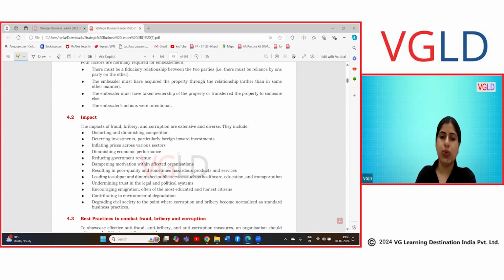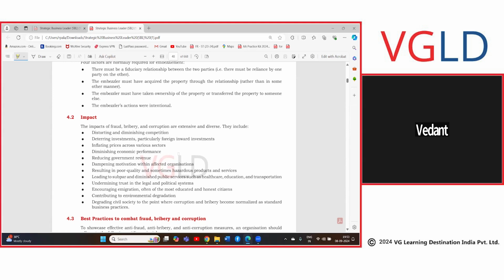So what can we do in terms of best practice to combat fraud, bribery, and corruption? Suppose you are a manager, so what can you do? You are an accountant. You are a future auditor. So what are you going to do? Make sure that the internal controls are properly in place to detect fraud and bribery on time.